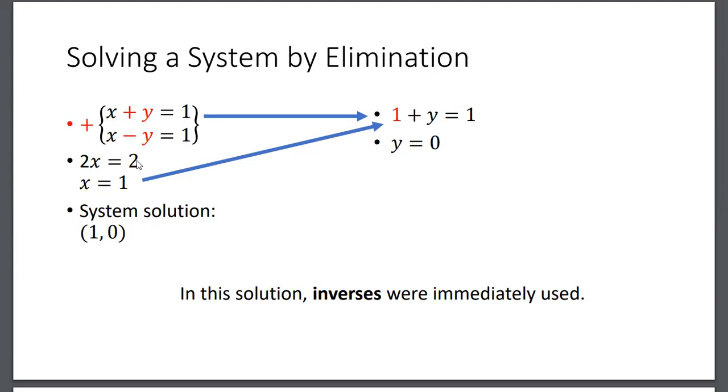1 plus 1 is 2. 2x is 2. Divide both sides by 2. X is 1. So we've quickly got the 1. Now, take the first equation and plug the 1 in for x. 1 plus y equals 1. Subtract 1 from both sides. Y is 0. A very efficient, more elegant solution to this system.